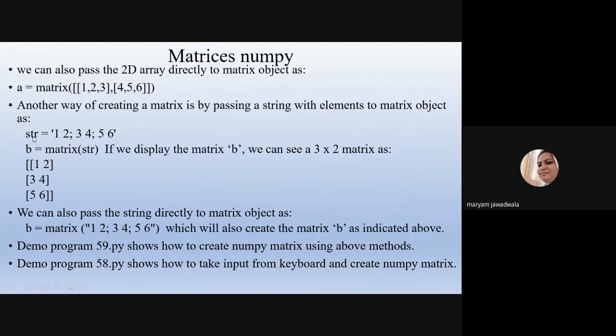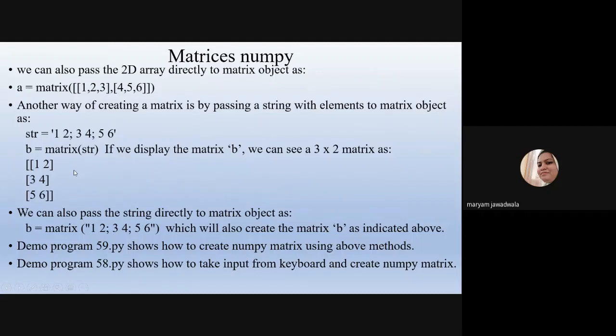I can define a string, str is equal to, written either in single inverted commas or in double inverted commas: 1, 2, semicolon, 3, 4, semicolon, and 5, 6, semicolon. Here the semicolon indicates the end of the first row, the next semicolon the end of the second row, and like this 5, 6. Using this string, I can create a matrix of 3 rows and 2 columns. Using this syntax, b is equal to matrix and in the brackets the name of the string. So numpy will create a matrix b with 3 rows and 2 columns, a 3 into 2 matrix. The output of this program is like this.